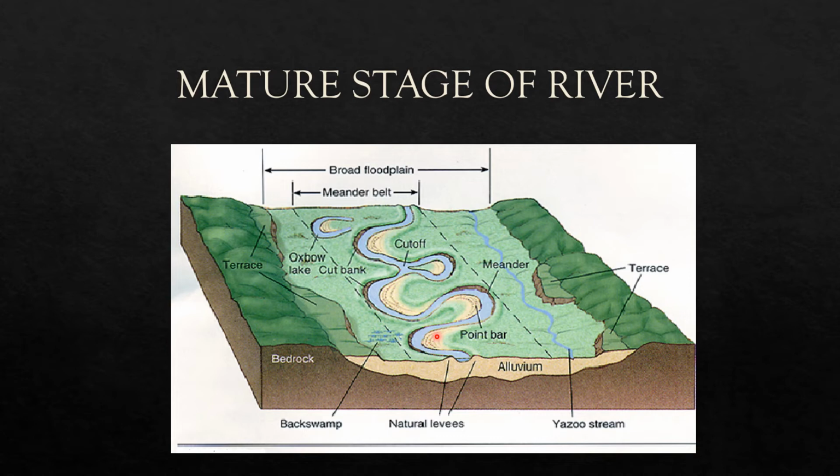Now we can look at the landforms which are formed in the mature stage. The first one is meander. A meander is where the river is not flowing straight. It follows a zigzag-like motion. Why is the motion curvilinear? The answer lies in various factors, and one is that the river has to balance its energy.